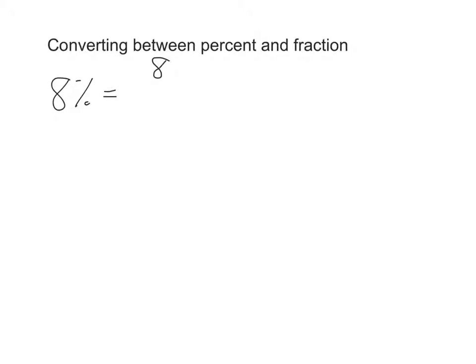Whenever we drop the percent symbol, we're going to say out of 100. So 8% is 8 out of 100, 8 over 100. If we reduce that fraction, we have 2 out of 25. That's a pretty straightforward example, percent being out of 100, dropping the symbol. It gets a little bit more involved when our percent is not a whole number.